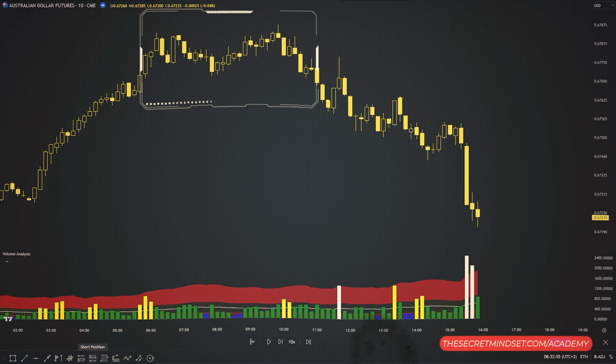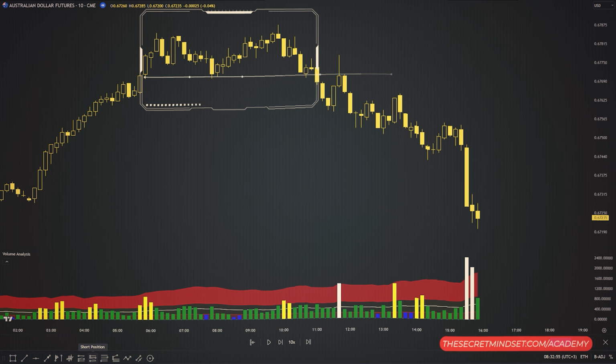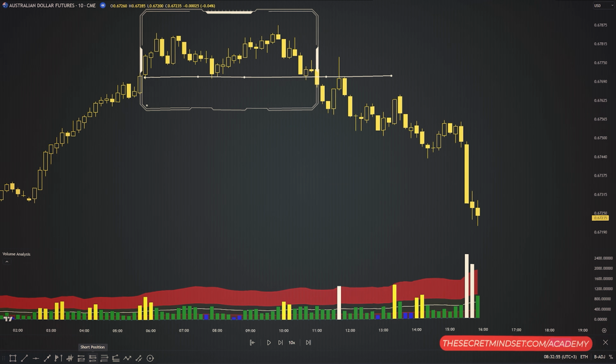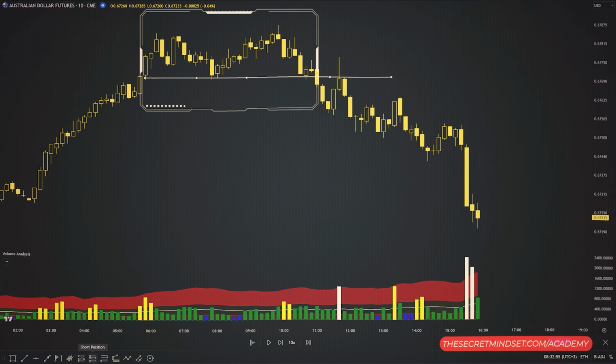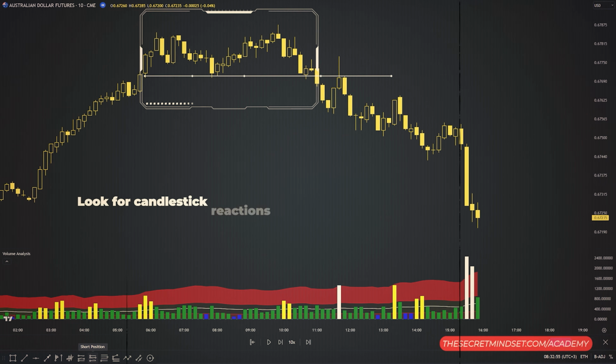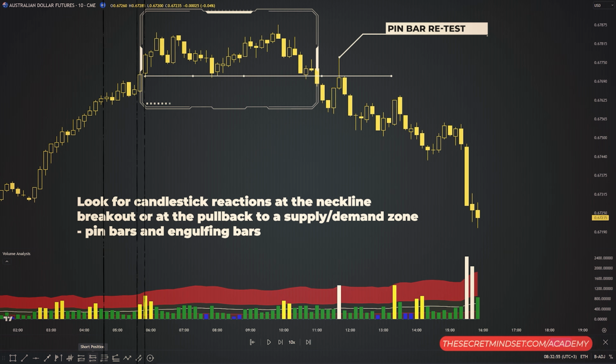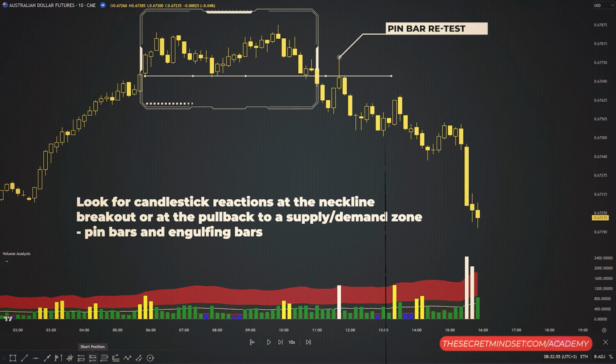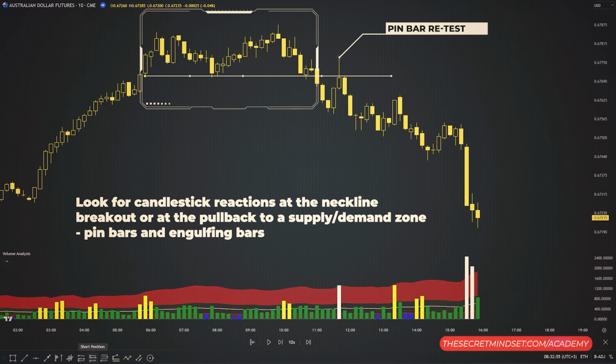Consider candlestick patterns at these key levels. Combining candlestick patterns with double top or double bottom patterns can provide additional confirmation. Look for candlestick reactions at the moment of the neckline breakout, or at the pullback to a supply or demand zone, pin bars and engulfing bars in particular.